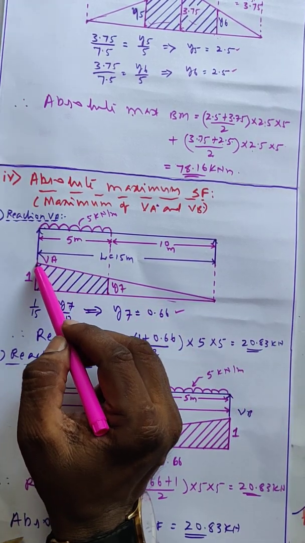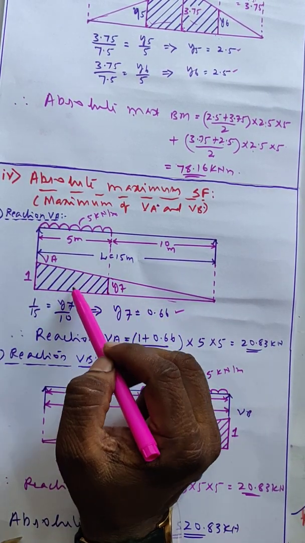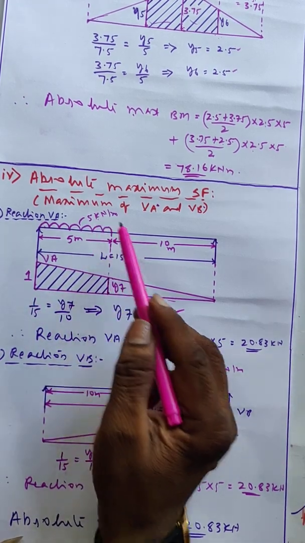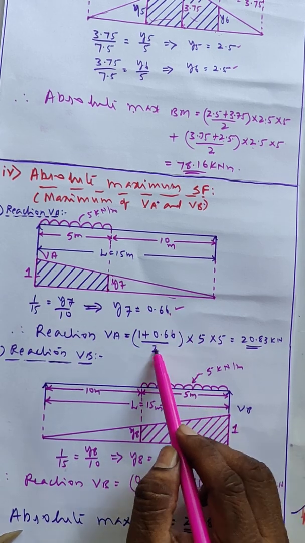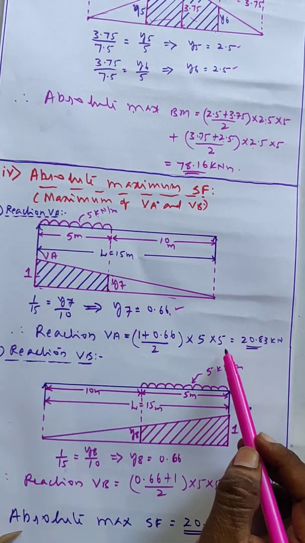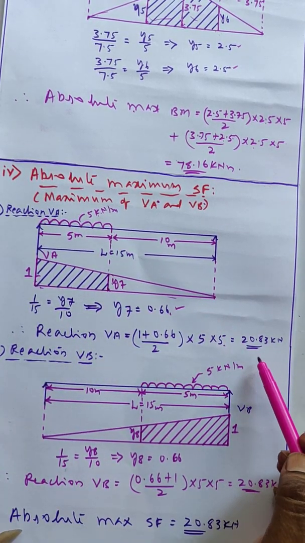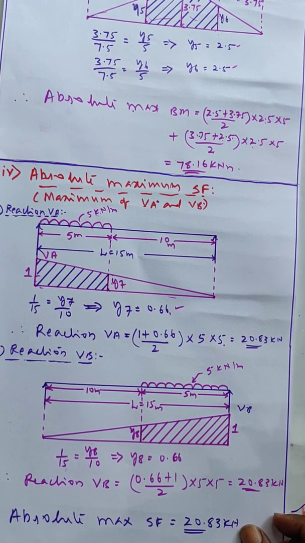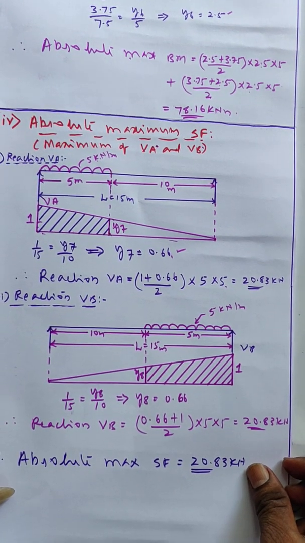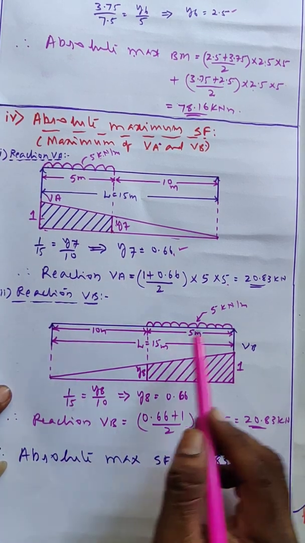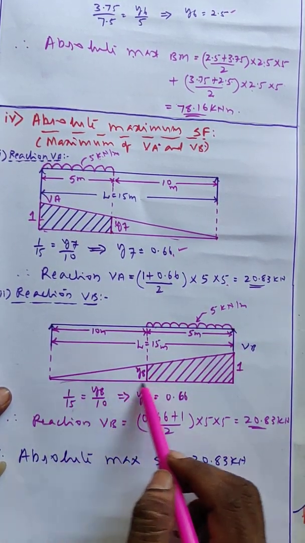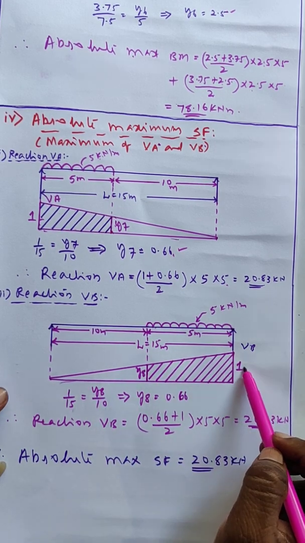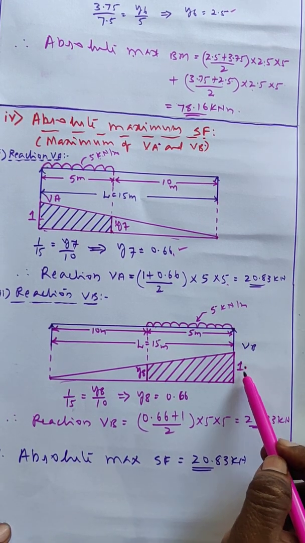Therefore reaction is this height plus this height by 2, average height, into length into intensity. So it is 1 plus 0.66 by 2 into 5 length into intensity 5. I got 20.83 kilonewton. Similarly, I have to calculate the reaction VB. See, for reaction VB, I have to keep the UDL near B. Again, same way, this is the ILD for this ordinate reaction. This is the ordinate 1 here.